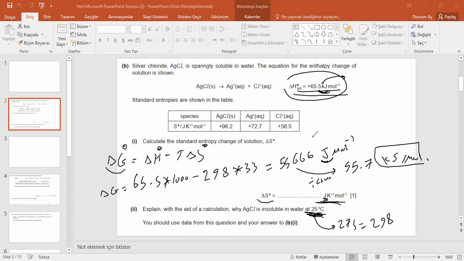So we found the value of delta G. Delta G was positive. Any positive value, guys, means that the process is not spontaneous. So let's move to the next question.